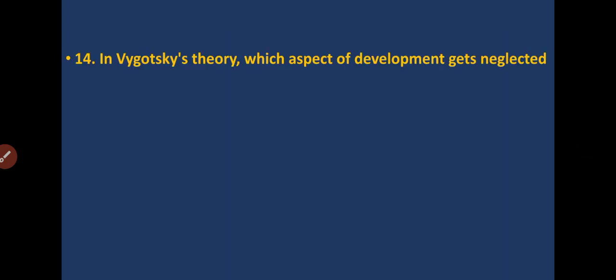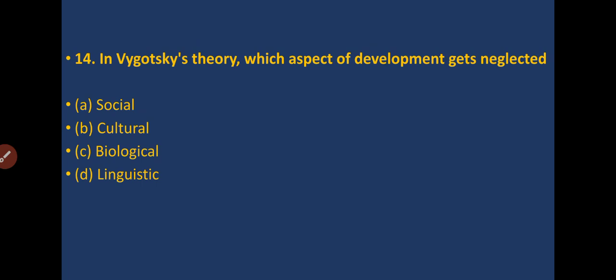Next, in Vygotsky's theory, which aspect of development gets neglected? A. Social. B. Cultural. C. Biological. Or D. Linguistic. The correct answer is option C. Biological.